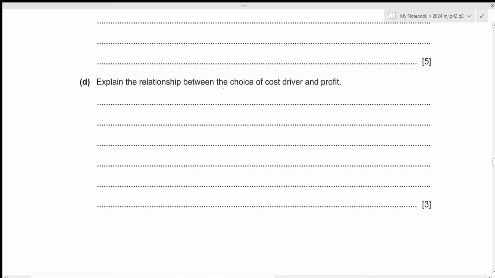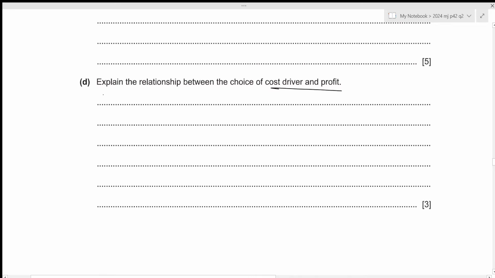We now need to explain the relationship between the choice of cost driver and the profit. The first thing we need to understand is the choice of cost driver will not affect the total cost because the total cost is still going to remain the same. The apportionment is going to differ due to the choice of cost driver, which means that the total profit will also be unchanged. And due to the choice of the cost driver, the profit per unit will change only when we are using a percentage markup. But if we have a fixed markup amount, then the profit will not change.